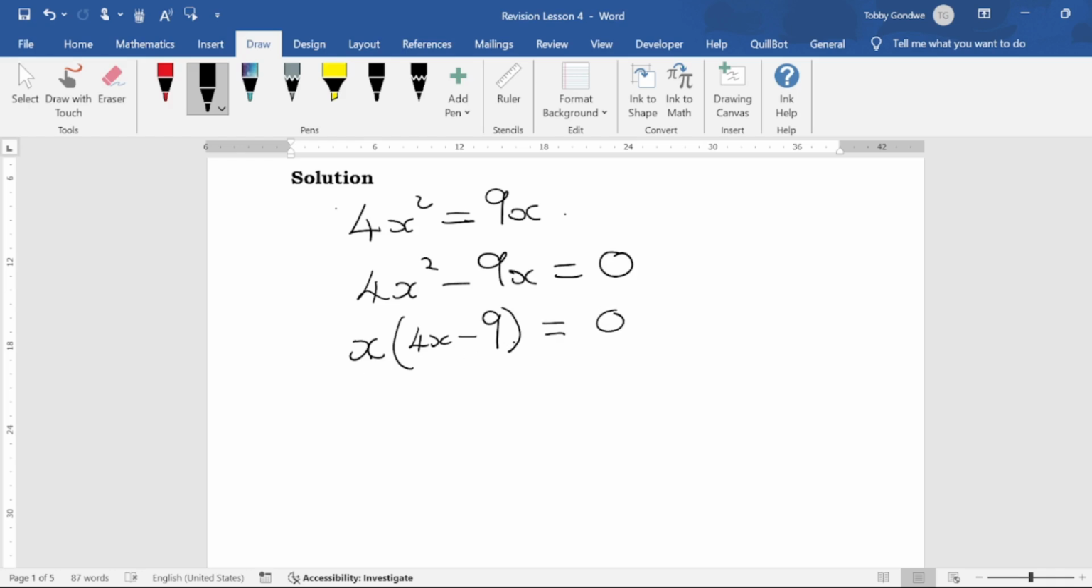So what we have here is a statement that says when you multiply x times this value that is here, which is 4x minus 9, the answer is 0. And so when we reach here, we are saying either x is equal to 0 or 4x minus 9 is equal to 0. Here we've sorted out. We now follow this one. We solve for x in this one.